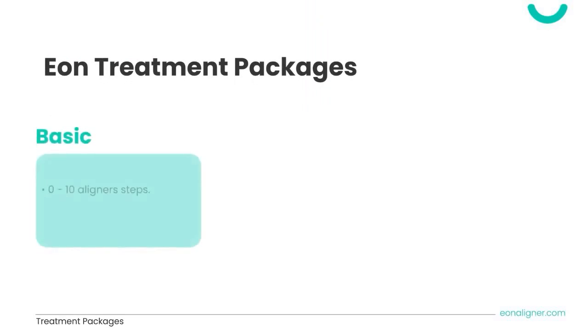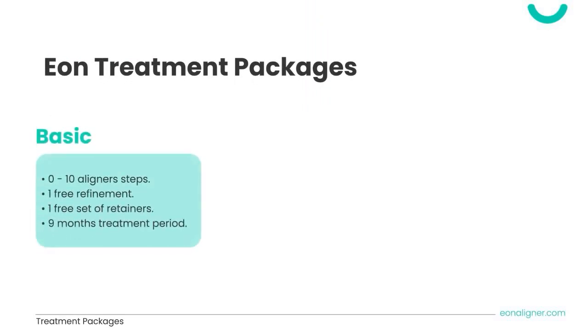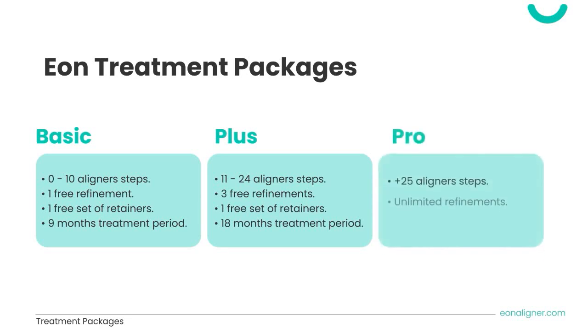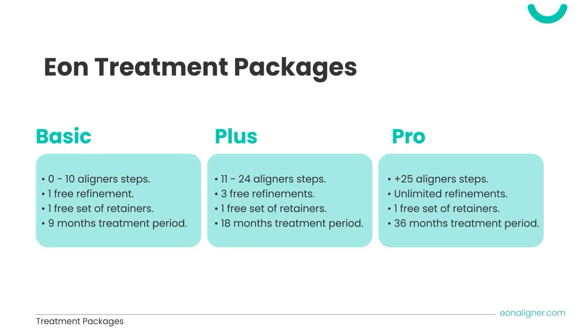Basic package includes 10 aligner steps, 1 free refinement, and 1 free set retainer. You will have a 9 months treatment period. Plus package includes 11 to 24 aligner steps, 3 free refinements, and 1 free set retainer. You will have an 18 months treatment period. Pro package includes unlimited number of aligner steps, unlimited number of refinement steps, and 1 free retainer. You will have a 36 months treatment period.